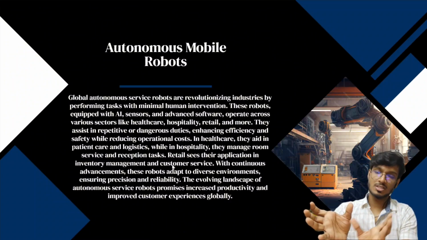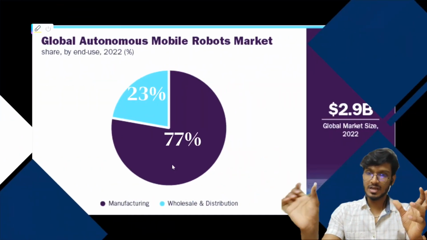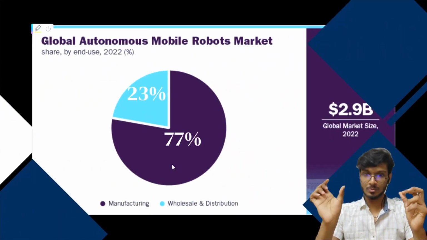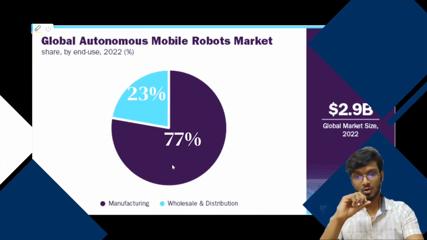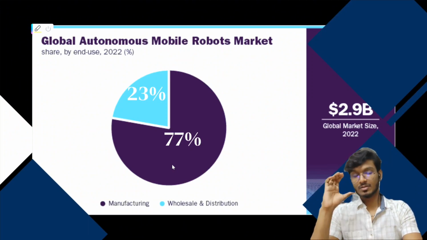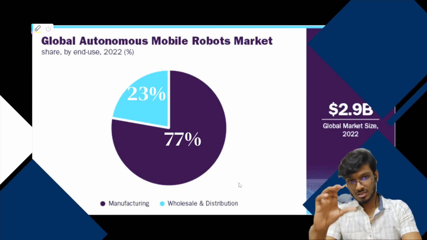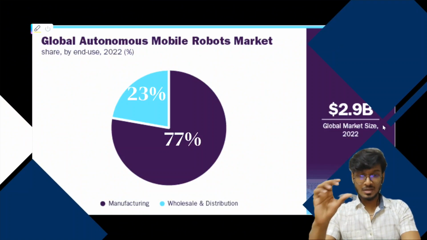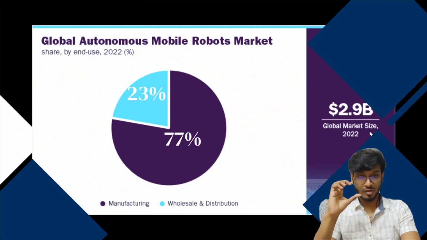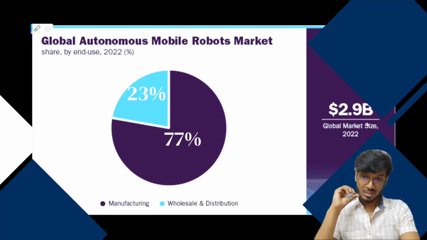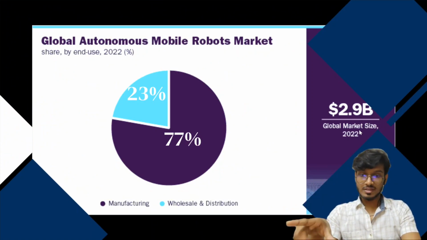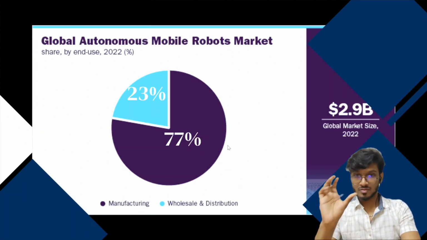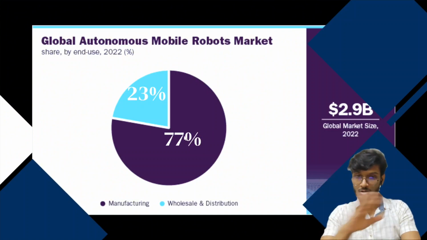So this is the percentage of market share by end use in 2022. The total sales was the global market size. I mean, the market size. It's not sales. The global market size is $2.9 billion in 2022. It is the share by end use, and 77% was held by manufacturing. So 77% of this part was all about manufacturing.